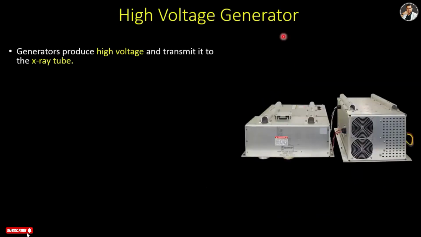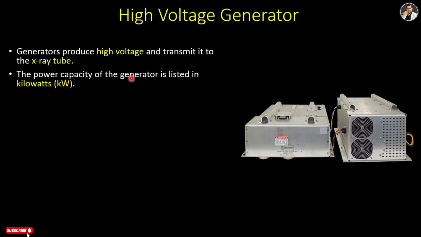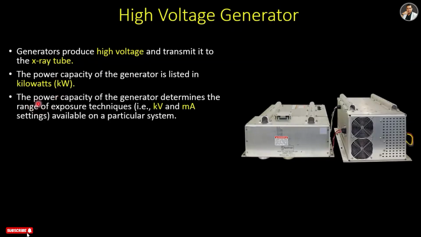This is a high-voltage generator. This is inside the gantry. This high voltage is required for X-ray production. The power capacity of the generator is listed in kilowatts. The power capacity of the generator determines the range of exposure techniques, such as kilovoltage and milliampere, available on a particular system. This high-voltage generator provides the required amount of kilovoltage or milliampere supply to the X-ray tube.